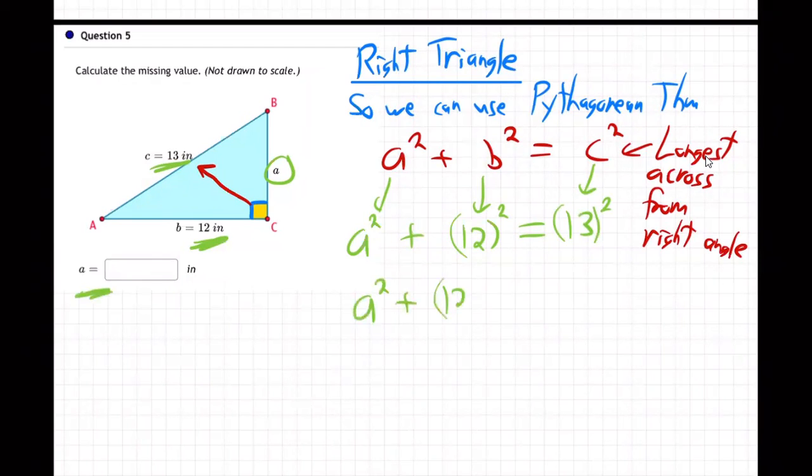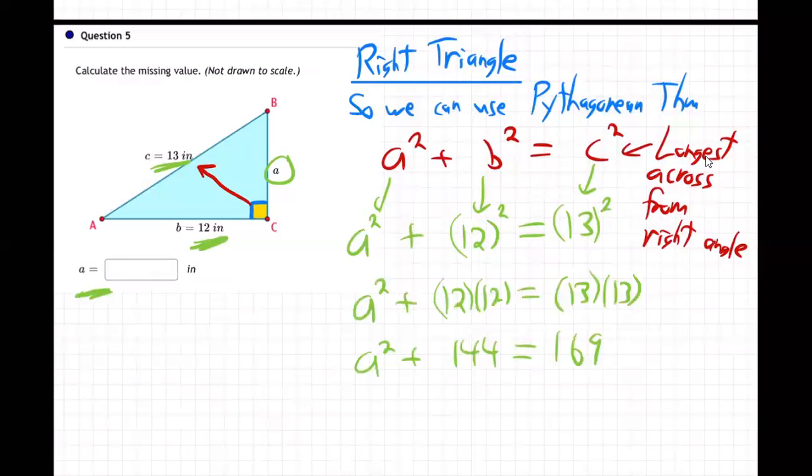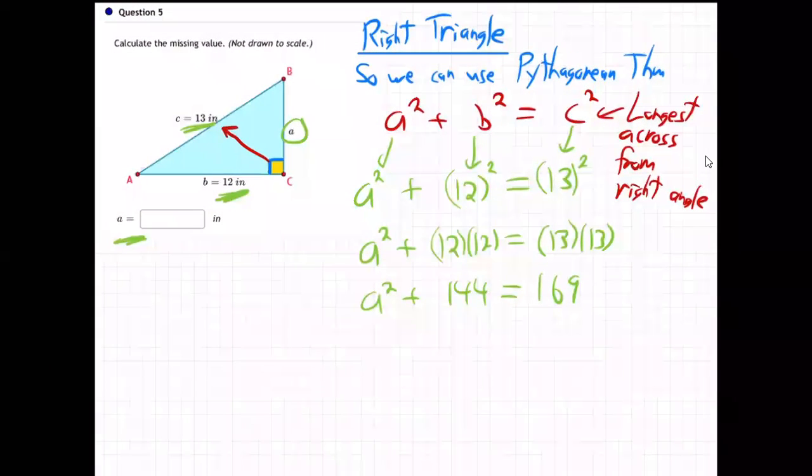Use your calculator. This means 12 times 12, and this means 13 times 13. So this is 144, and this is 169. You can use the power button, the 2 power button, on your calculator as well. All right, and we're trying to solve here for a. Trying to get a alone, get rid of all this other stuff. So how do we get a alone?